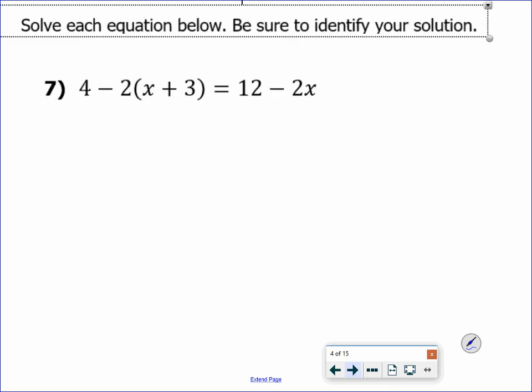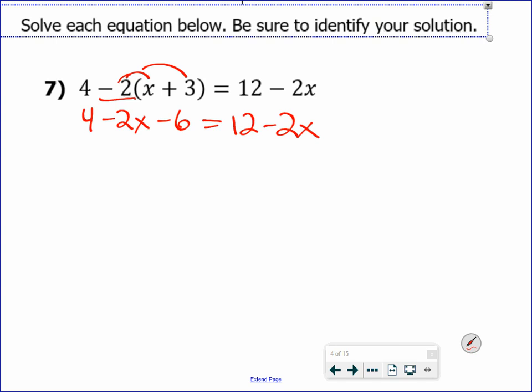All right, so now we're solving. Solve each equation below. So here, first I'm going to distribute, and I'll get 4 minus 2x minus 6. Remember, distribute the full negative 2. Equals 12x minus 2x. On this side, we're going to combine like terms before we do anything else. And I'll get negative 2x minus 2 equals 12 minus 2x.